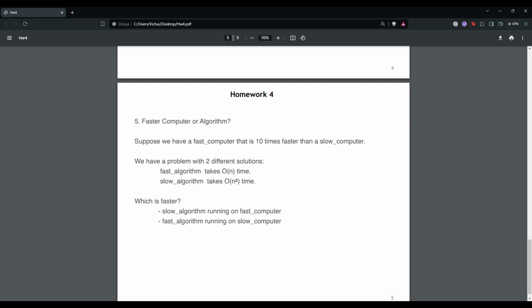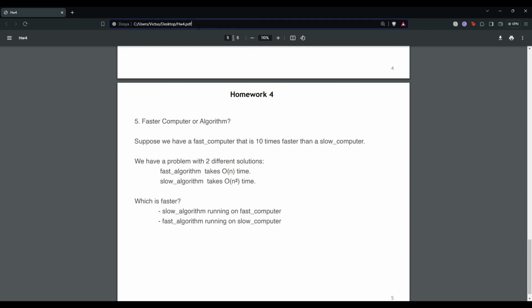Faster computer or algorithm. Suppose we have a fast computer that is 10 times faster than a slow computer. We have a problem with two different solutions. The fast algorithm takes O(n) time. The slow algorithm takes O(n^2) time. Okay, which is faster: the slow algorithm running on the fast computer, or the fast algorithm running on the slow computer?